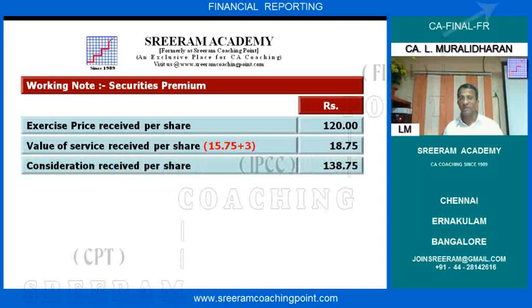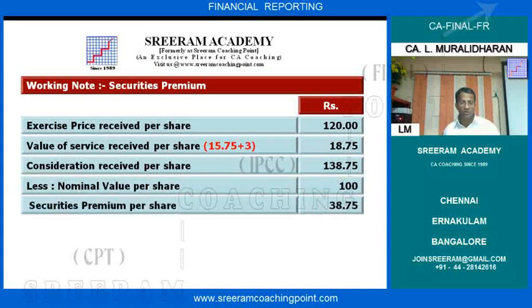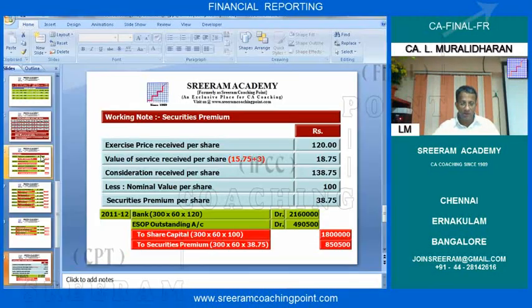Consideration received, one in the form of cash or likely to come in the form of cash, 120, and the other one in the form of kind, that being the services, 18.75. And this is the amount that we have received. And the nominal value being 100, so balance to be taken up as security premium. So this is what we are going to take up on the date of allotment.